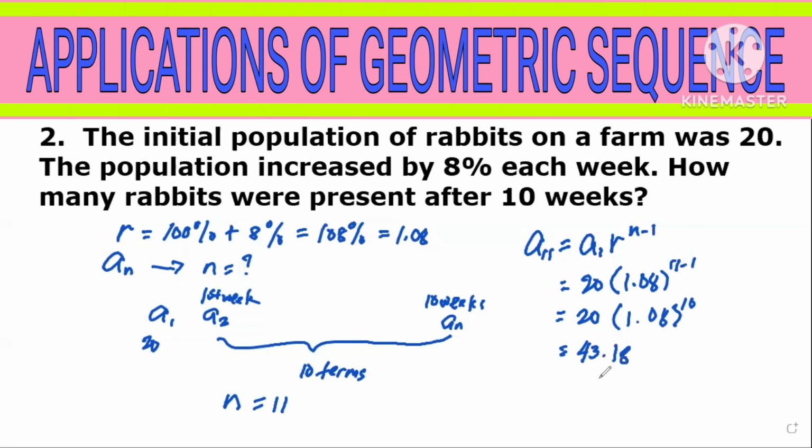43.18. But since we are talking about the number of rabbits, kailangan walang decimal, no? And therefore, after 10 weeks, we have 43 rabbits. Okay?